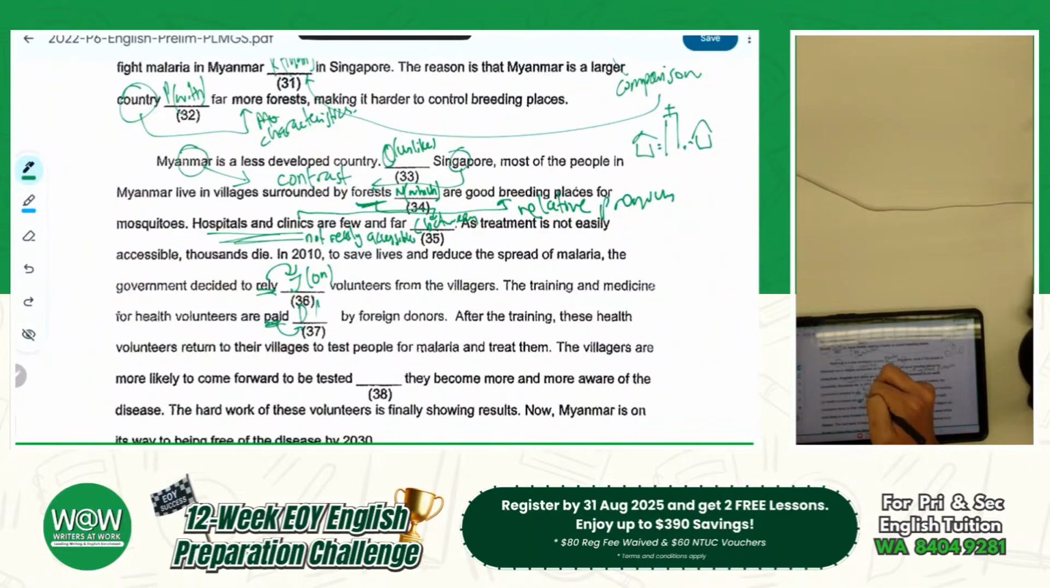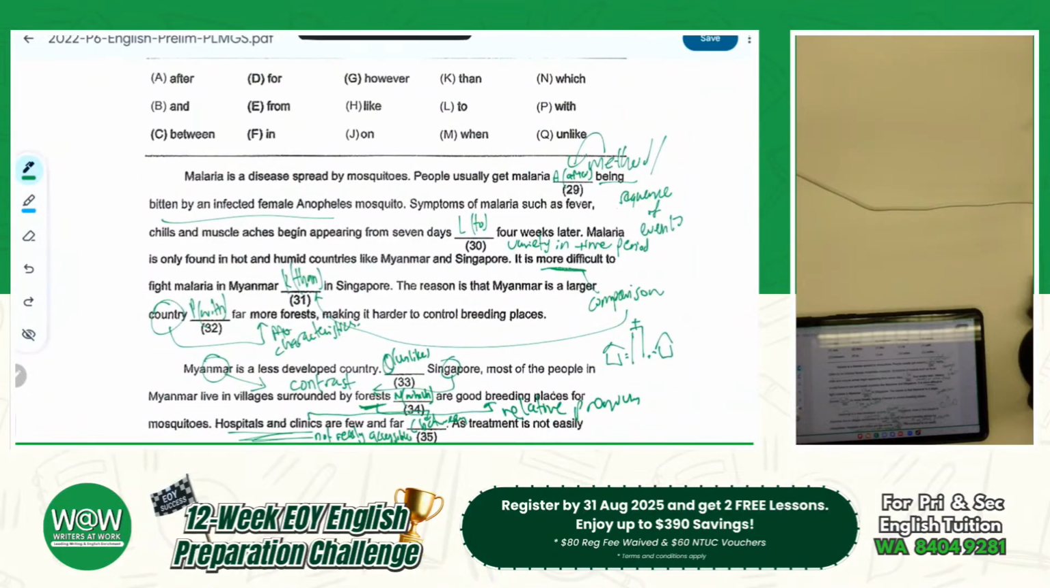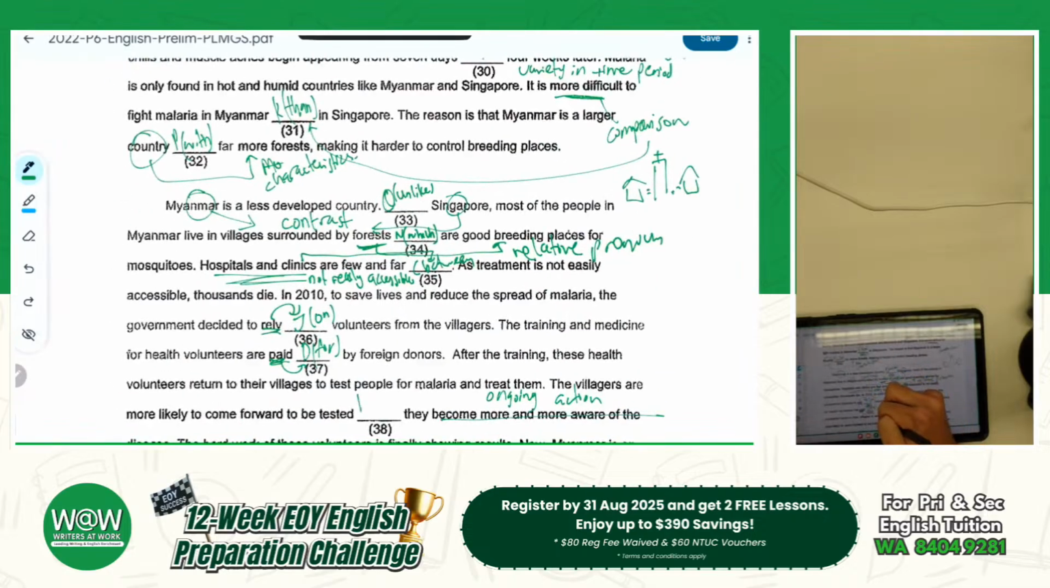The villagers are more likely to come forward to be tested dash they become more and more aware of the disease. So you can see this is an ongoing action. They get more and more aware, they know about the disease. So the answer would be M. Okay, so we are talking about a particular situation here, a particular action.